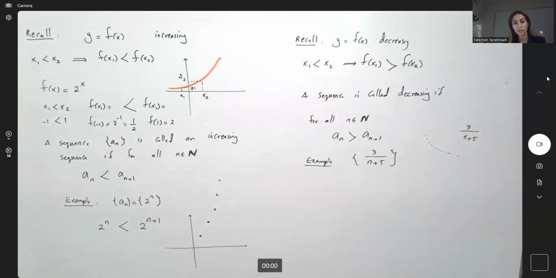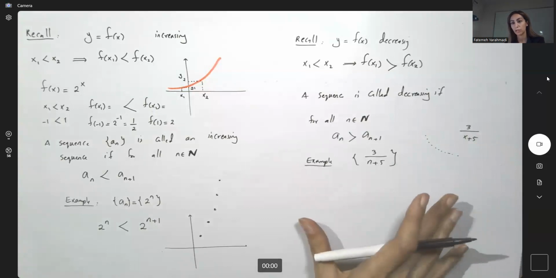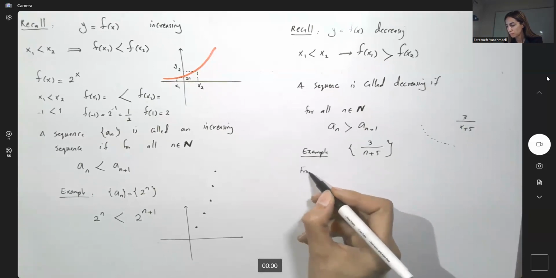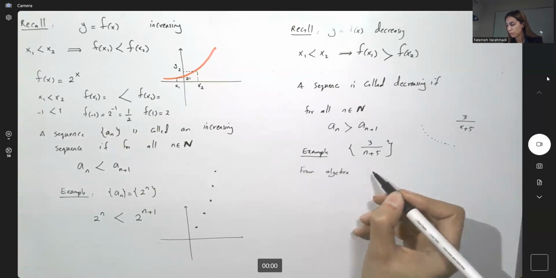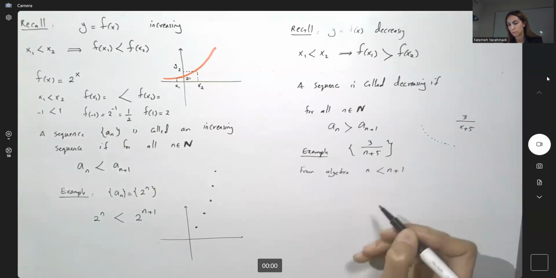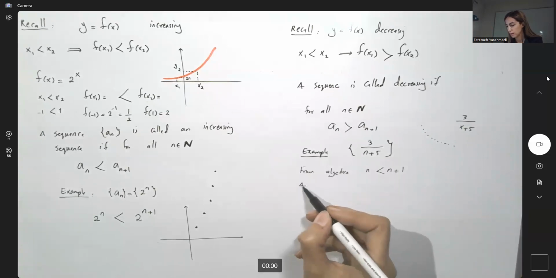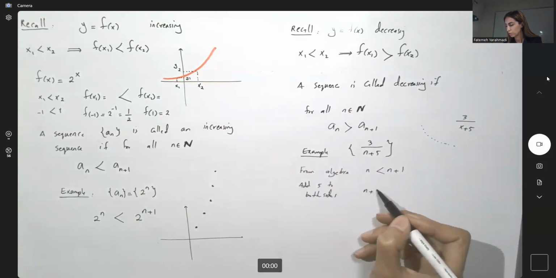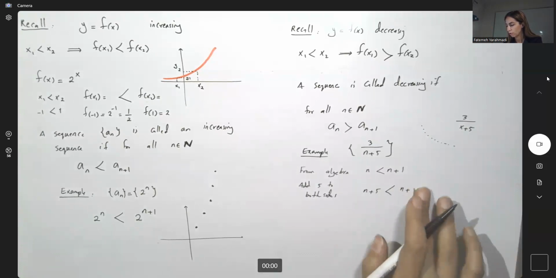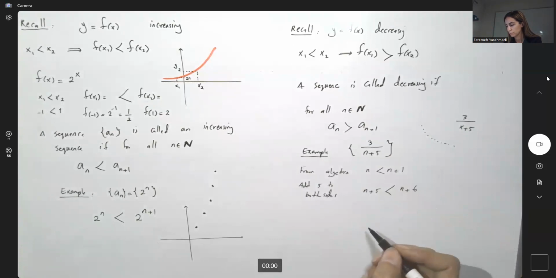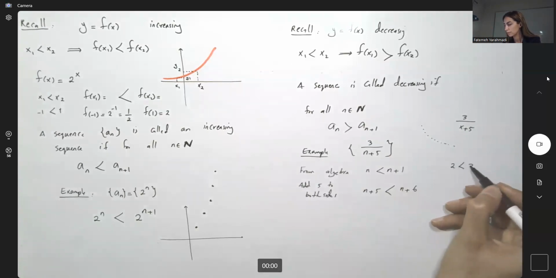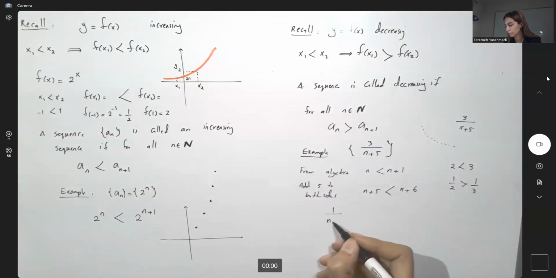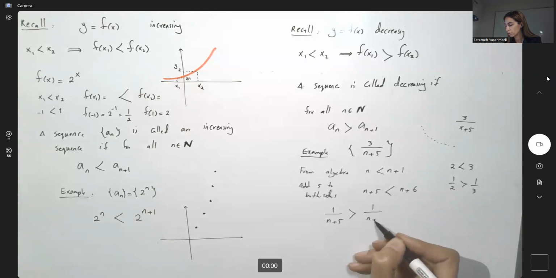So from algebra, I know the behavior is decreasing, but I need to show this as a decreasing function. From algebra or number theory, we know that n is less than n plus 1. This is obvious. Add 5 to both sides. So n plus 5 is less than n plus 5 plus 1, or 6. Remember that 2 is less than 3, but a half is more than a third. So if I flip this, I get 1 over n plus 5 more than 1 over n plus 6.